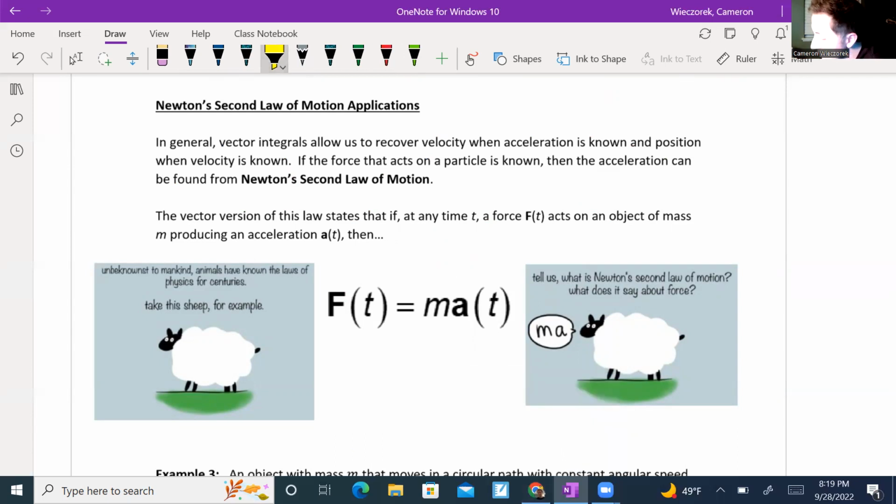One other thing we can use is if we know a force acting on a particle, then we can find the acceleration using Newton's second law of motion. You may have learned this in your physics class at a very basic level as F equals ma. We're going to deal with vector versions of this, though. We're going to deal with force as a vector and acceleration as a vector.